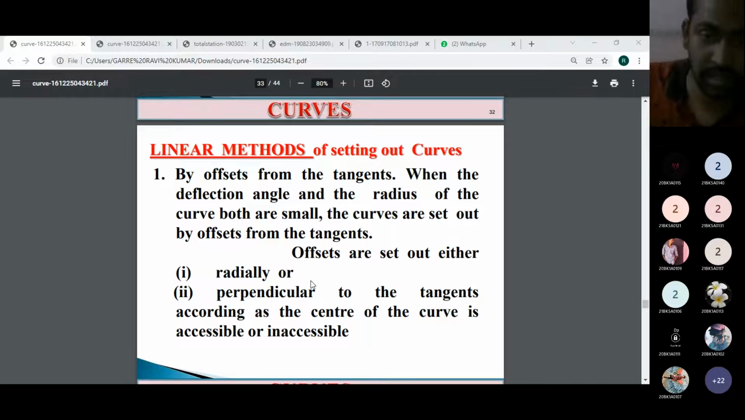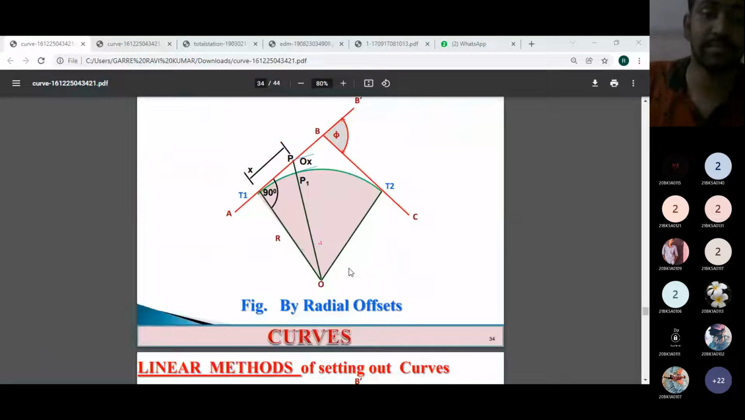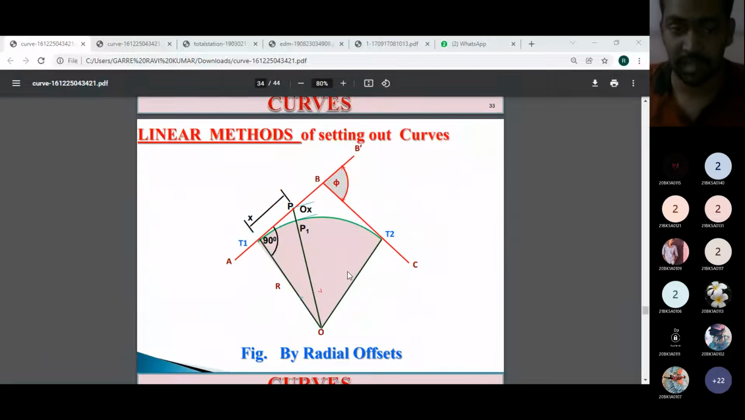Okay, so that's why offsets are set out either radially or perpendicular to the tangents. Understand? If you set them out radially, the offsets are perpendicular to the chord. If you set them out perpendicular to the tangent, that's the second method. So in both methods we can set out the offsets.